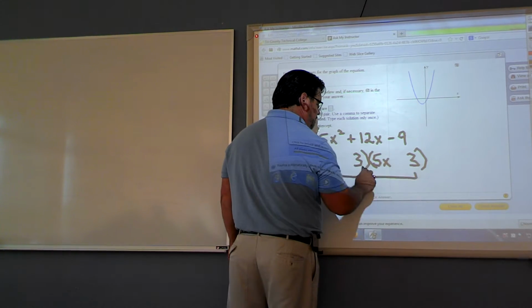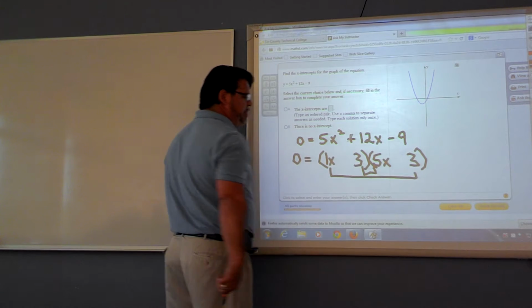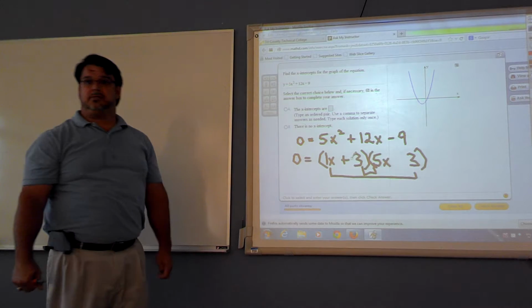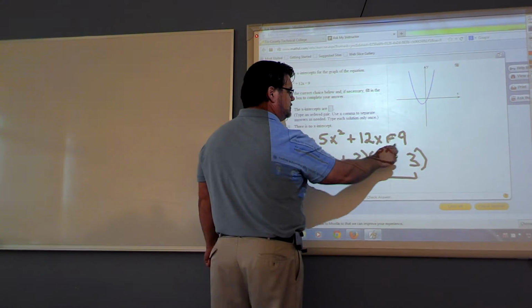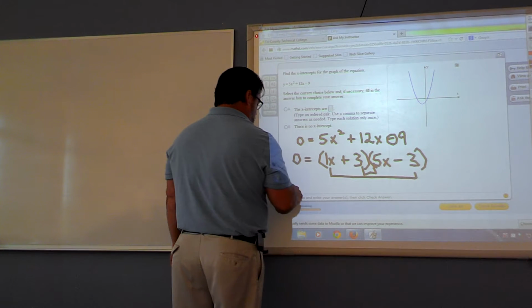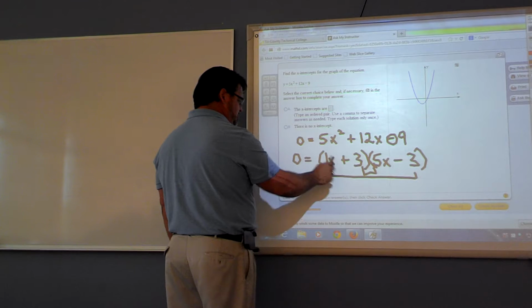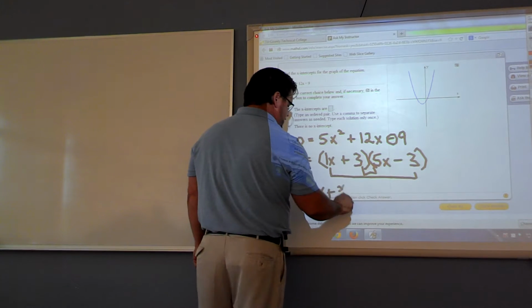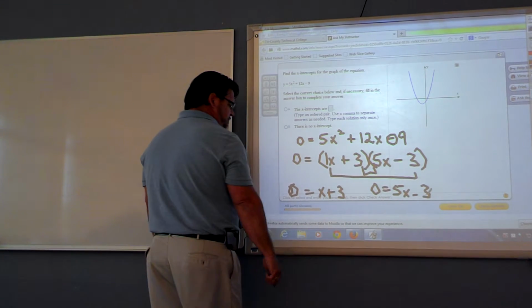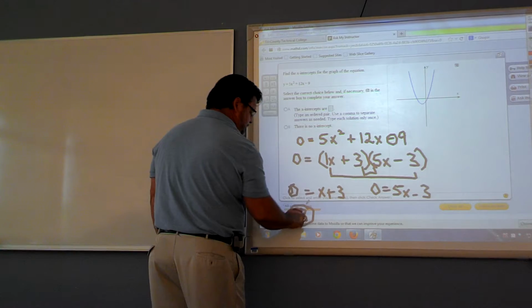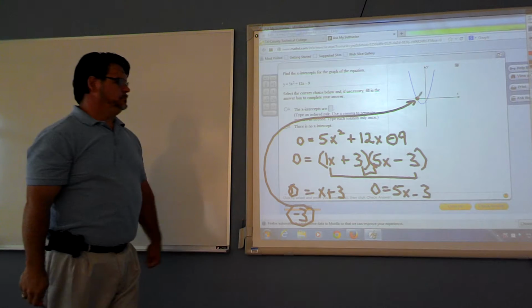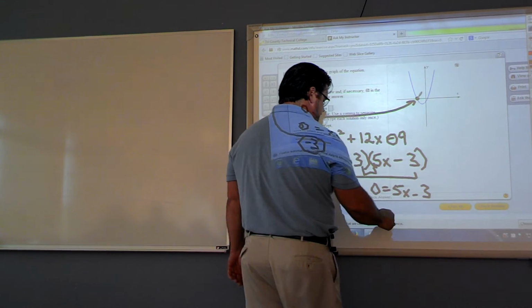Outside and inside, this is positive, so which one's gonna be positive? The 15, so it needs to be positive. And then what does this mean? Unlike signs, so I'm gonna skip a step and just set each one equal to 0. x plus 3 equals 0, and 0 is equal to 5x minus 3. x is equal to negative 3. And that's that guy. And 3/5.